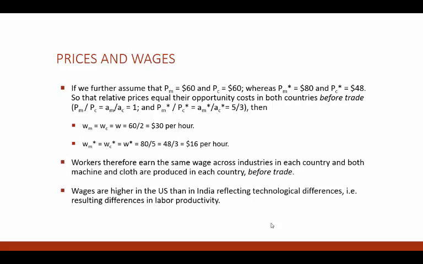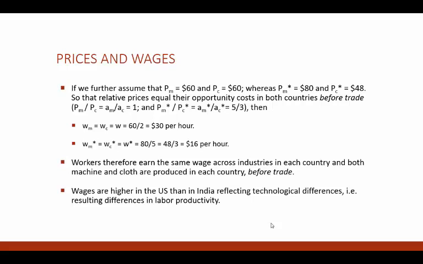To complete the model under autarky, we introduce prices and wages. If we assume that a machine costs $60 and a yard of cloth costs $60 in the US, the numbers are chosen in order to satisfy the autarky requirement that wages are equalized in order to produce both goods, and that the machine costs in equivalent dollars $80 in India and a yard of cloth in equivalent dollars $48 in India. Again, those numbers are chosen to satisfy the requirement that under autarky, wages are equalized in order to produce both goods in India.